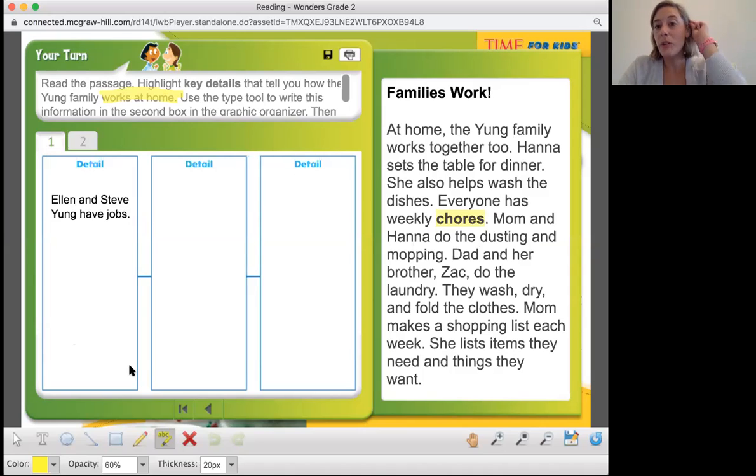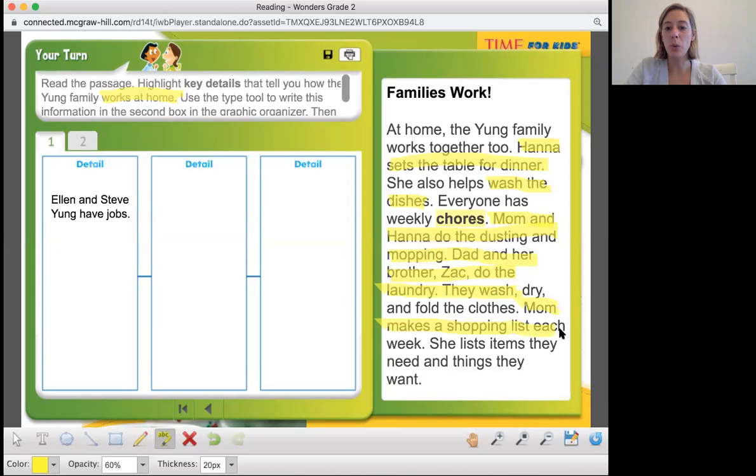All right, so I know that we've read this before. So what are some of the ways the Young family works together at home? Okay, so we can say Hannah sets the table for dinner. We can say she helps wash the dishes. Mom and Hannah do the dusting and mopping, right? Dad and her brother Zach do the laundry, okay? They wash, dry, fold clothes, and Mom makes a shopping list each week.